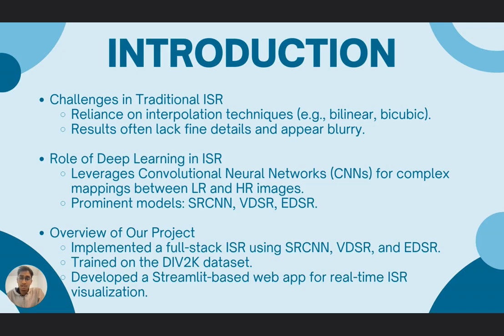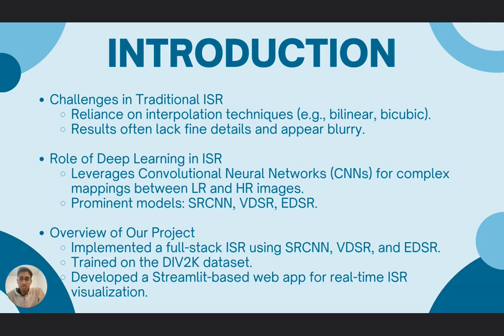Traditionally, ISR was performed using basic interpolation methods like bilinear or bicubic approaches. While they are computationally efficient, these methods did not give results as good as some of the methods that have come up. The older methods often resulted in blurry or low quality outputs, especially when they needed significant upscaling. With deep learning on the rise, we now have powerful tools like CNNs that can model these complex relationships between the low and high resolution images.